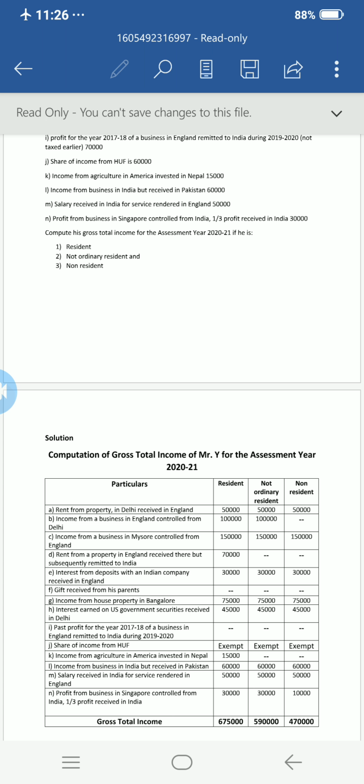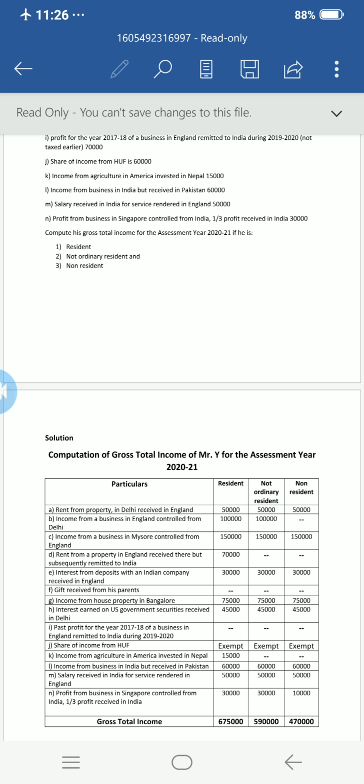Okay, next, salary received in India for service rendered in England. Salary is received in India; the service may be rendered in England, but it is received in India. So that is why it is an Indian income, which is taxable for all, that means resident, not ordinary resident and non-resident, taxable to each.